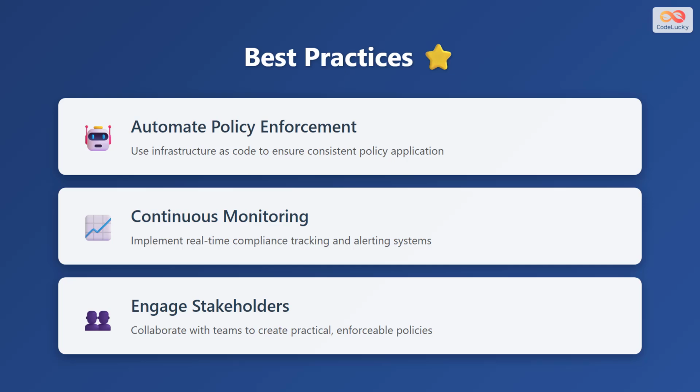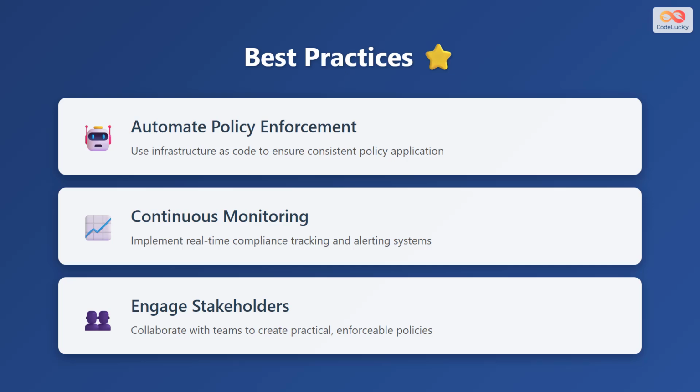3 best practices ensure successful cloud governance. First, automate policy enforcement. Use infrastructure as code and policy as code tools to ensure consistent policy application across all environments. Manual enforcement is error-prone and doesn't scale. Automation ensures policies are applied uniformly and immediately.